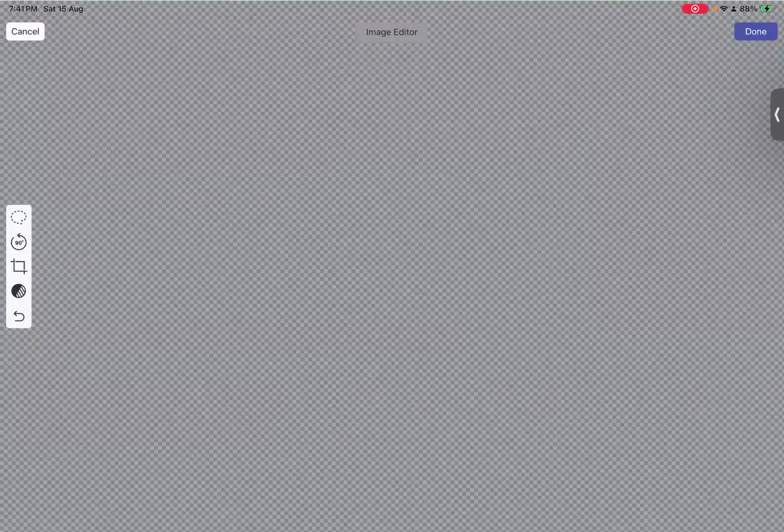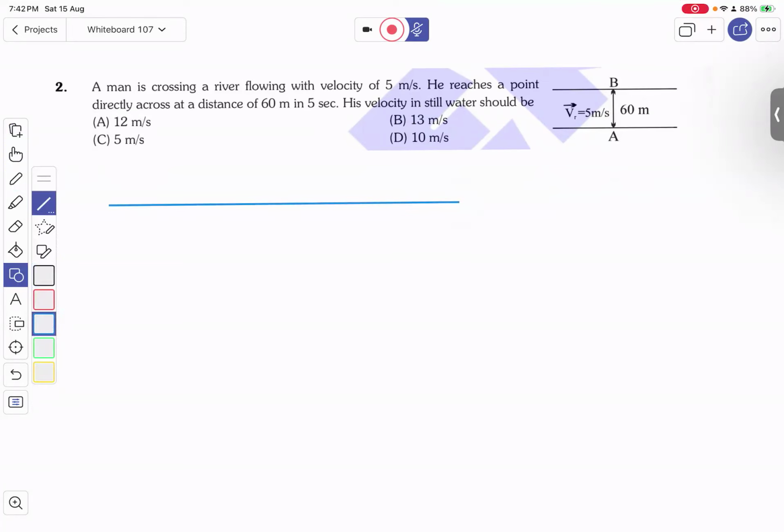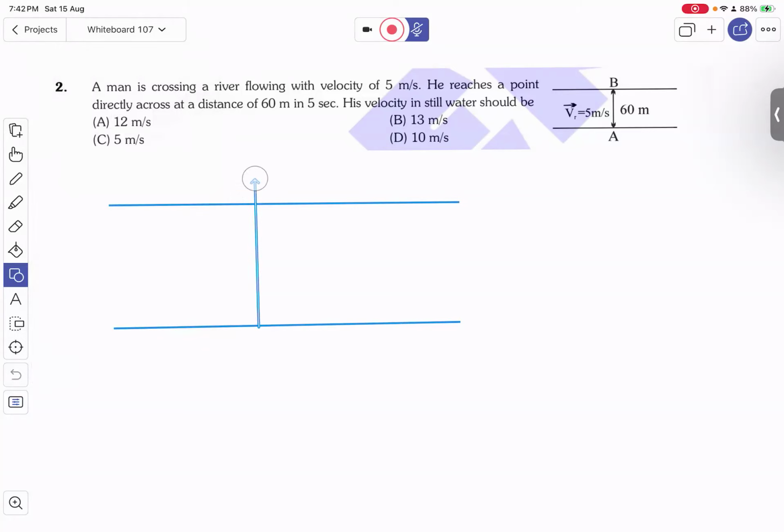A man is crossing a river flowing with velocity 5 meters per second. He reaches a point directly across a distance of 60 meters. So tell me how this man is crossing the river. So he starts from A and reaches B, from where we find him reaching B from A from ground frame, no? Correct. So it is the case of the person crossing the river with zero drift.